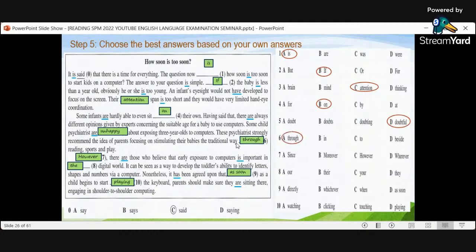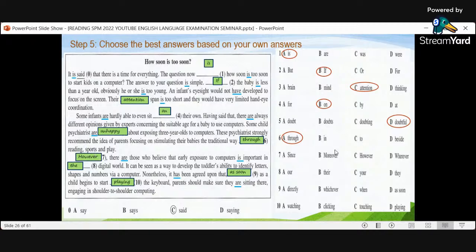Then you have here number 6. I have through reading. It cannot be the traditional way, in, to or beside. This one is a preposition. It's through reading, sports, and play. And then you have, there are those who believe. So the second paragraph are people who are against using computers at an early age. But the next paragraph are people who believe that exposure to computers at an early age is good.